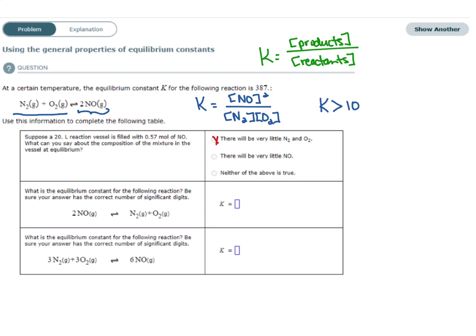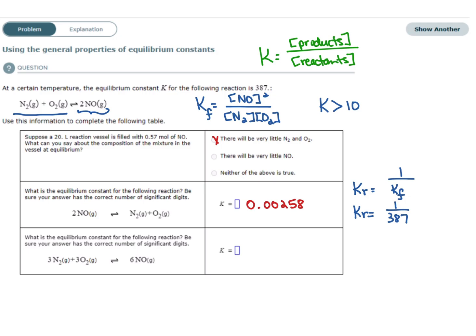In the second part, they're asking us for the equilibrium constant of the following chemical equilibrium. We're going to examine our original chemical equation, and we see that what they're asking about is the inverse. So the reverse reaction is just the inverse of the forward reaction, and we're going to call the original reaction forward. So Kr is equal to 1 over 387. So that makes K equal to 0.00258.